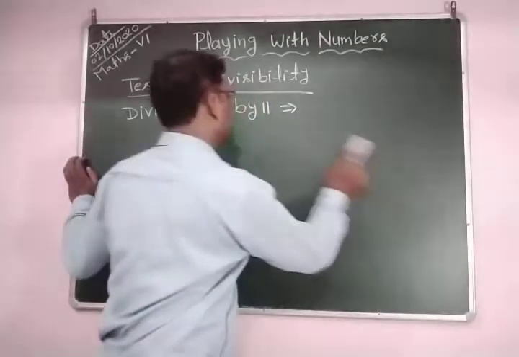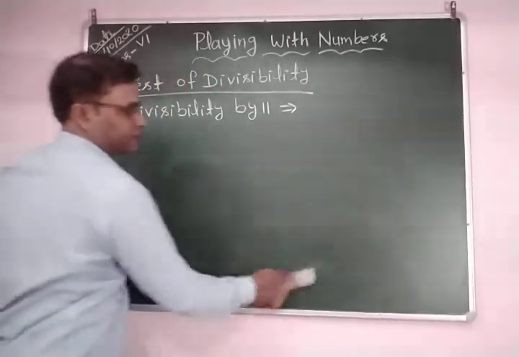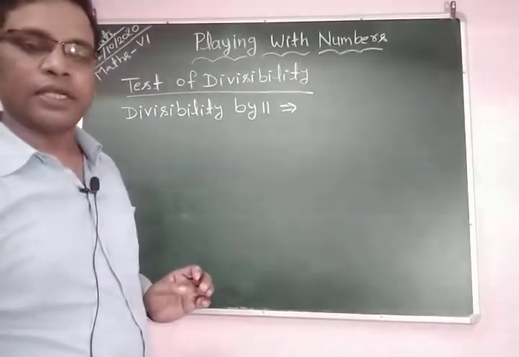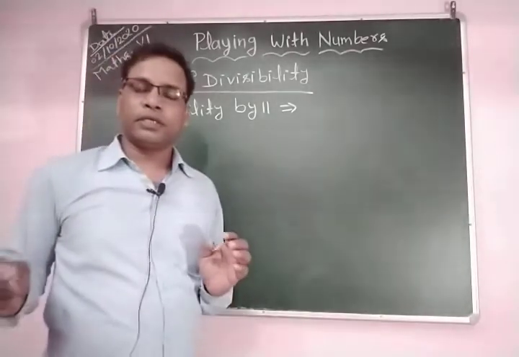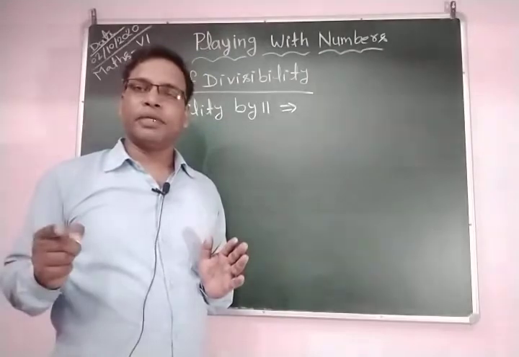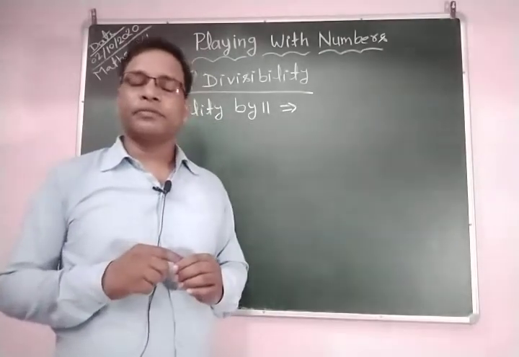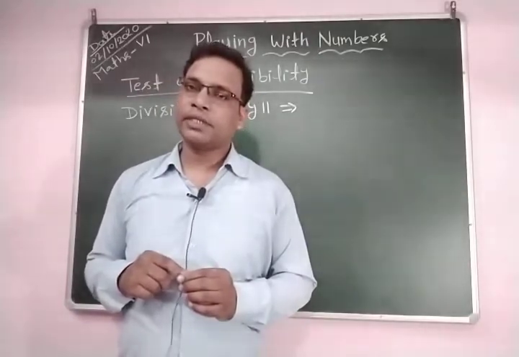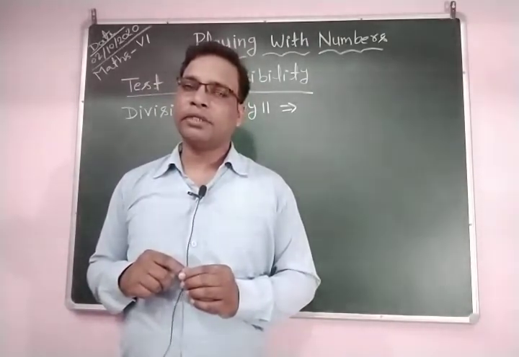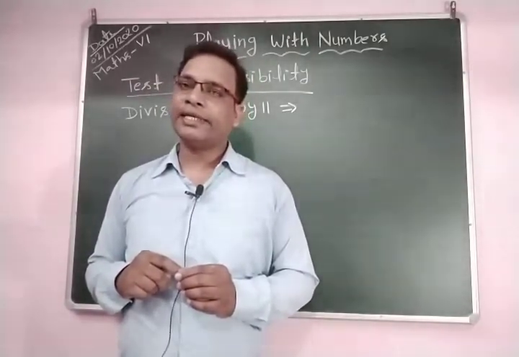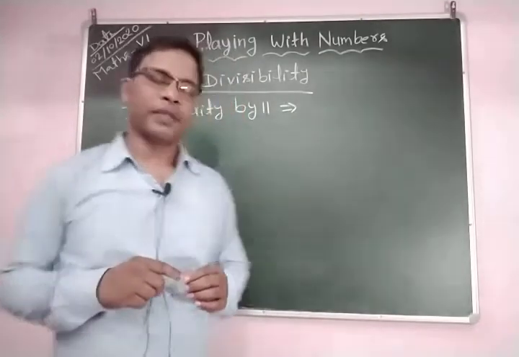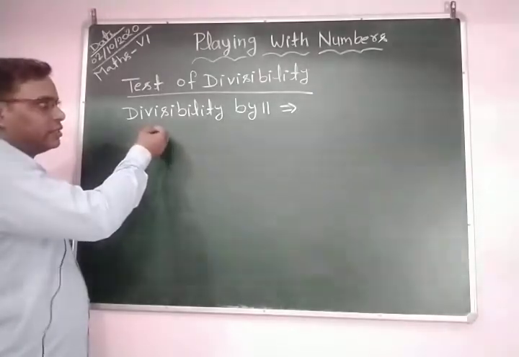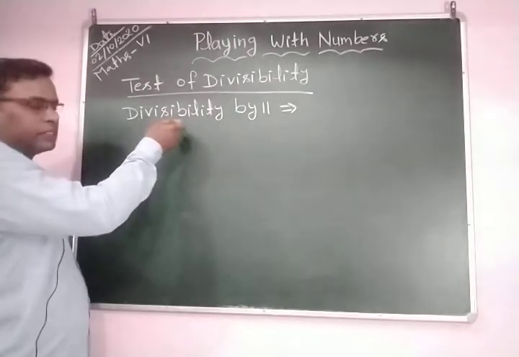Now we are going to discuss the divisibility test of 11. First we discuss the definition of divisibility by 11. We know very well a number is divisible by 11 if the difference of the sum of digits at even places and the sum of digits at odd places is either 0 or divisible by 11. So first let's write the definition of this divisibility test.